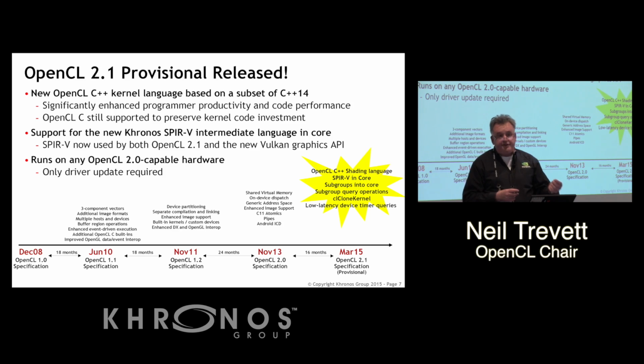We get asked a lot, does it mean I need to buy new hardware? The answer is no. This is a software update, so any hardware that runs OpenCL 2.0 will run OpenCL 2.1. And you can see the timeline here at the bottom. We're on like an 18-month or 20 to 24-month tick, and we've released a provisional spec after 16 months. So we'll close the spec, and we'll be roughly on that tick too. So we're updating the standard to meet the needs of the developer community.